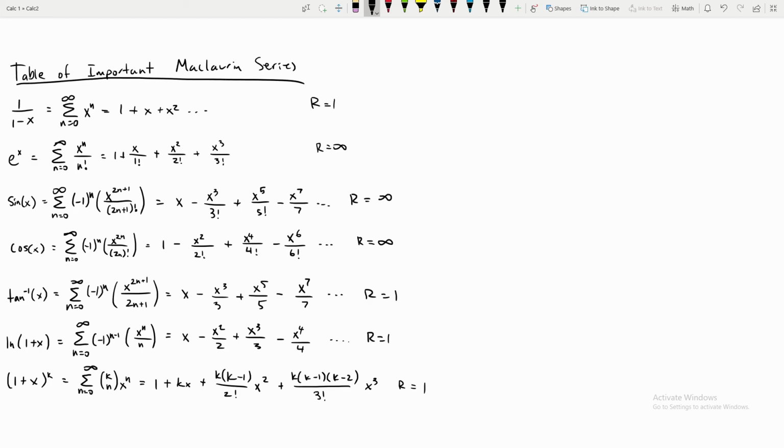But here is a table of important Maclaurin series. You can memorize them or know them, and then from there it will help you. I've also written down their radii of convergence, so that might help. And again, you might want to remember this table. It can probably help you on a test or exam or something.